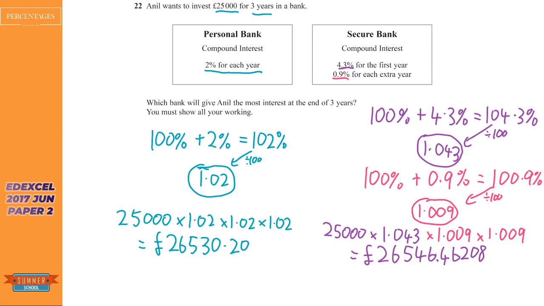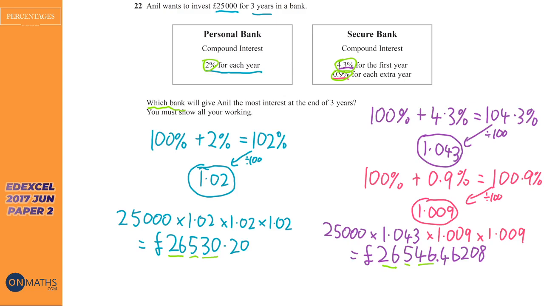Now you might think we've finished there, but we absolutely do not, because there is an actual question. It says which bank, right? So we haven't answered the question. So let's have a look. Well, they're both 26,500, but secure bank's is 46, whilst personal bank is 30. Now that's really interesting, because the personal bank gives us a nice 2%, yet secure bank for most of it is 0.9%. But for that one time where it gave us 4.3%, that actually was a really good deal. But if you left it 4 or 5 years, personal bank would have been better. But for 3 years, secure bank is the best.